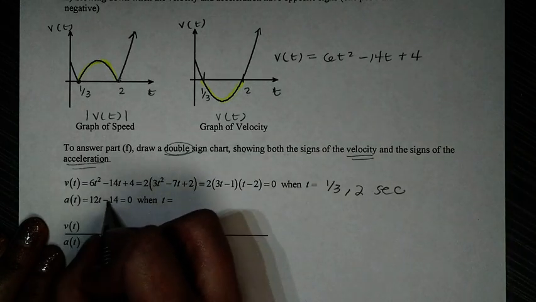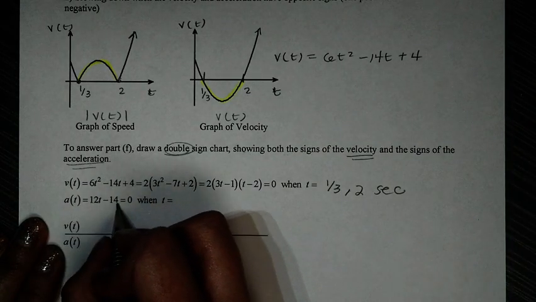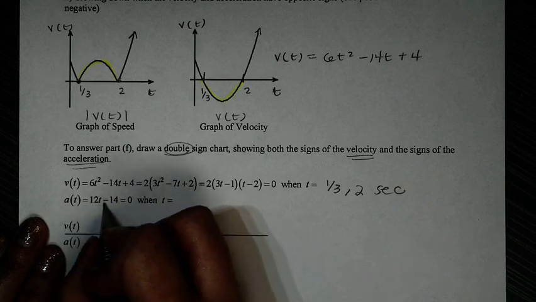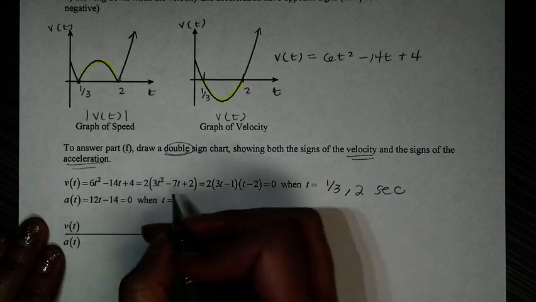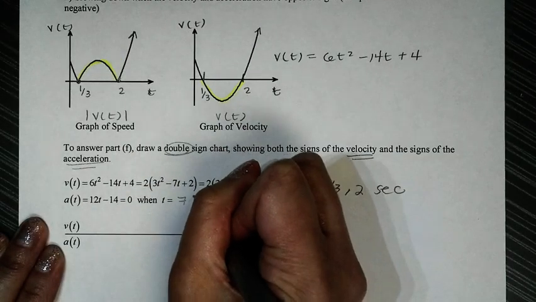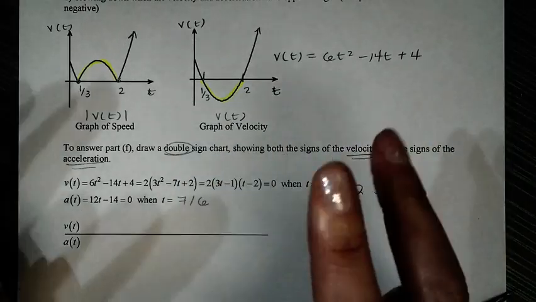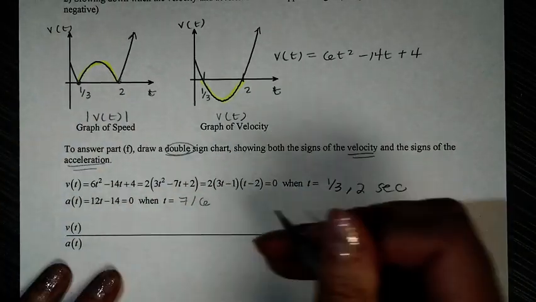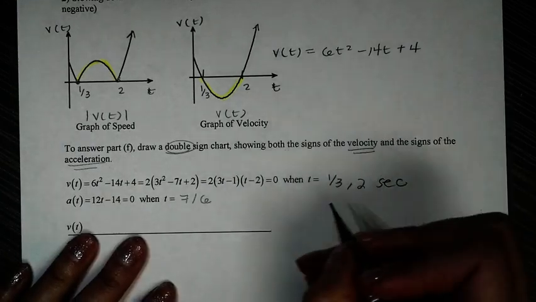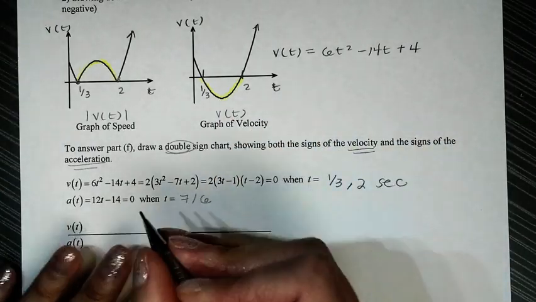Similarly, for acceleration, we know that it's this one. Then if we solve for it, you have 14/12, which we can simplify as 7/6, and that would be our possible critical numbers. Not critical numbers, possible inflection points. So that would be it.